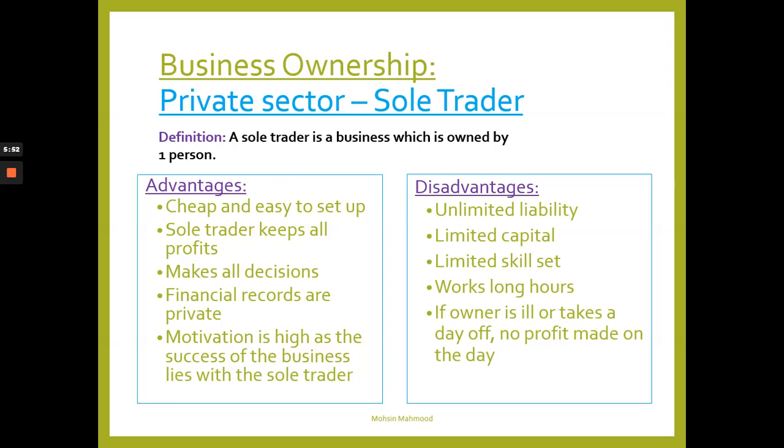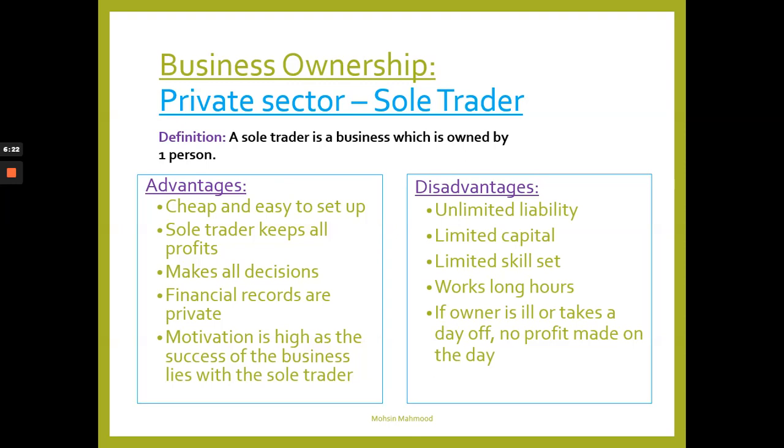Financial records are kept private. Okay. Well, let's go back to that make all decisions point. As a sole trader, if you're making all the decisions and you're the only owner, you make fast decisions and you make quick decisions. There's no one to argue with, there's no one to discuss with. You make all your decisions. Financial records are private. So any profits or any losses you make, or any financial records, remain private. You don't have to make it public.